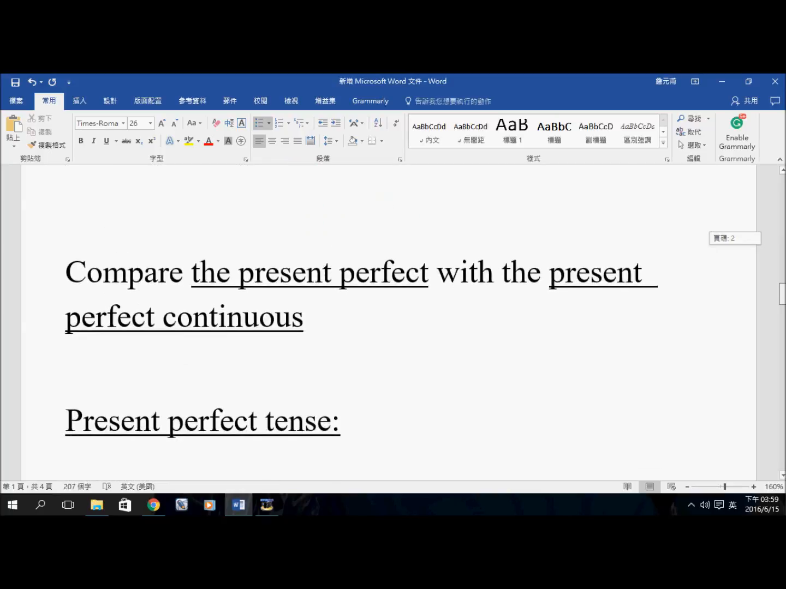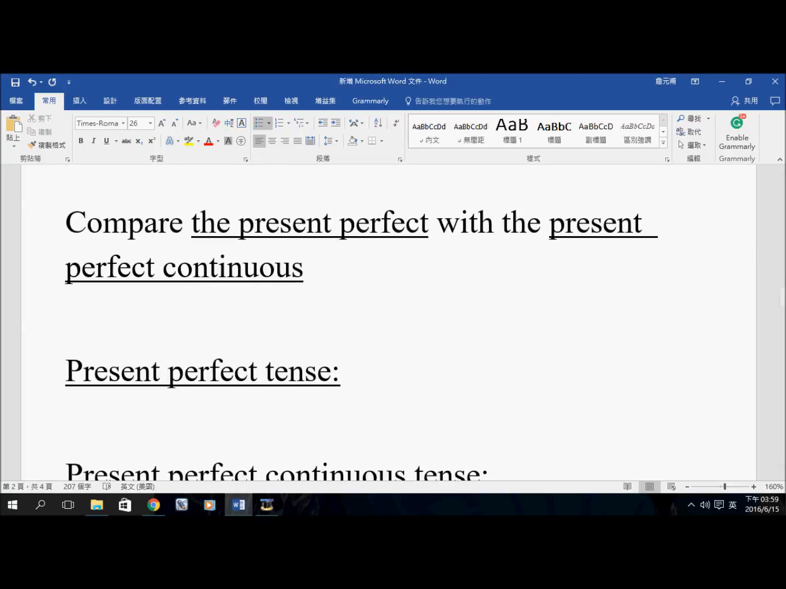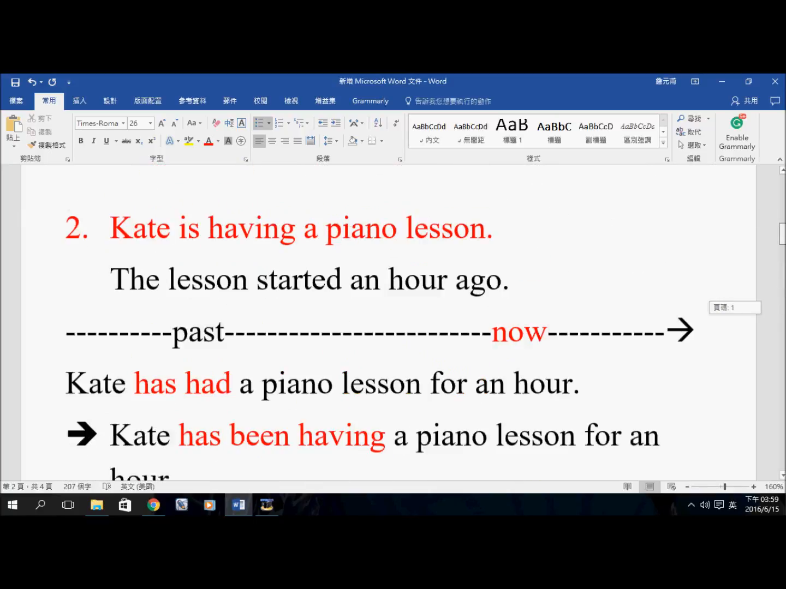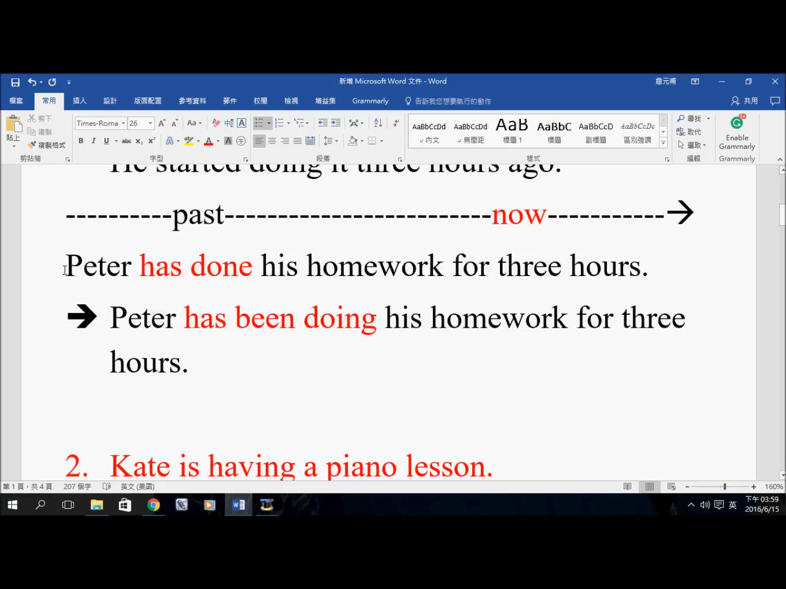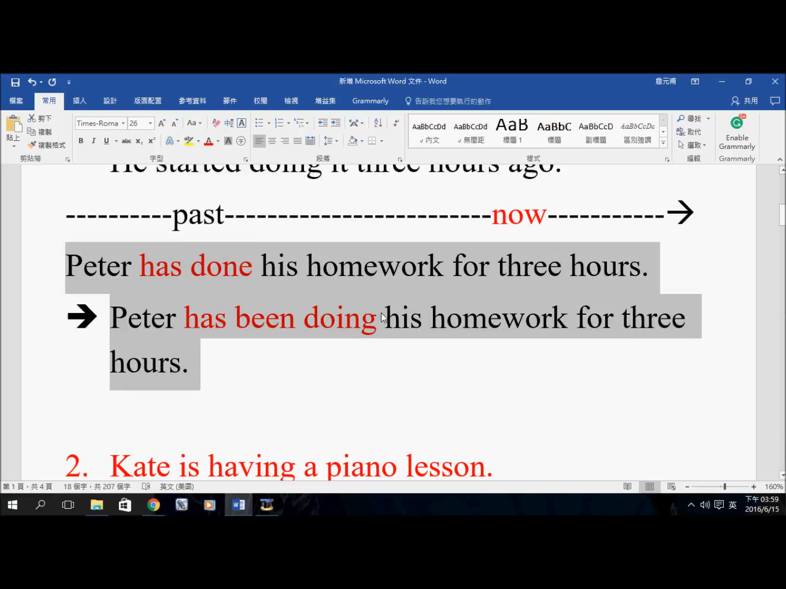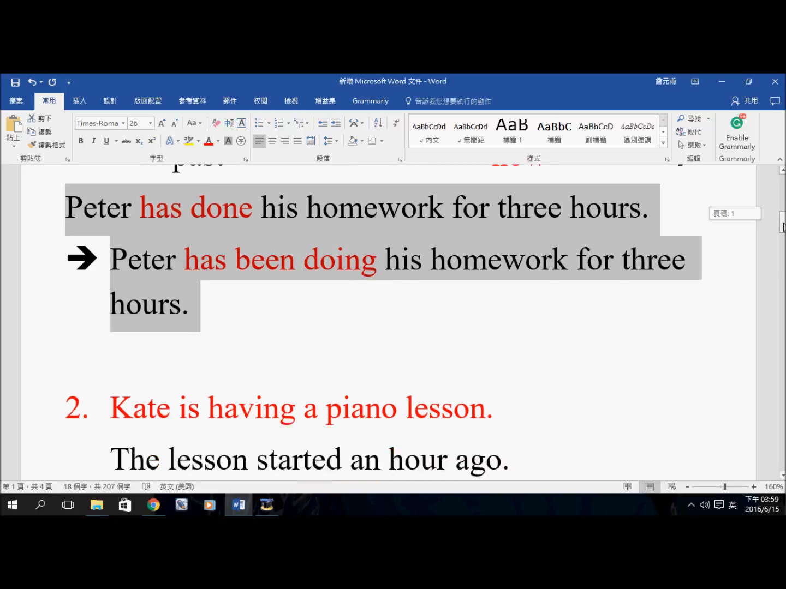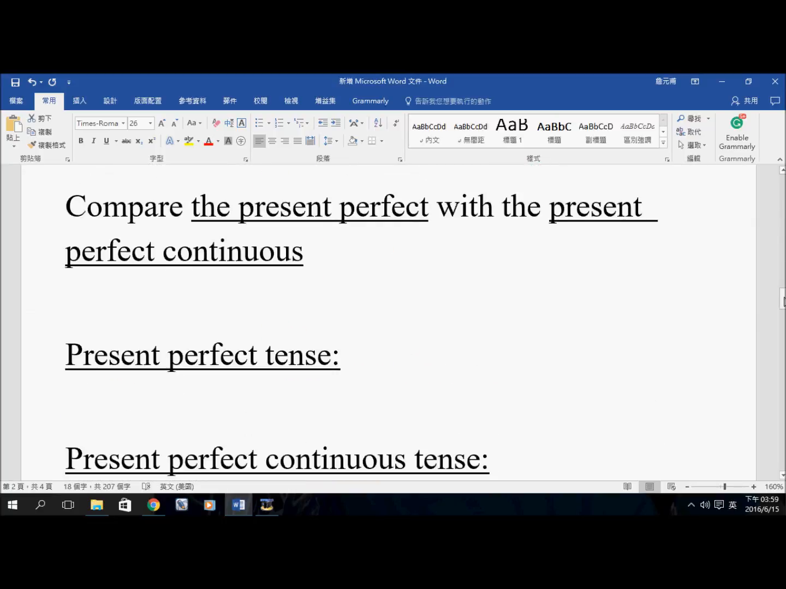In this section, we're going to compare the present perfect tense with the present perfect continuous. I'm pretty sure that some of you are kind of confused. If they are almost the same, you can see that they are interchangeable. Present perfect tense, present perfect continuous tense, they're almost interchangeable. We can rewrite a present perfect tense sentence into a present perfect continuous tense sentence. Now what's the difference? We're going to compare the present perfect tense with the present perfect continuous tense.